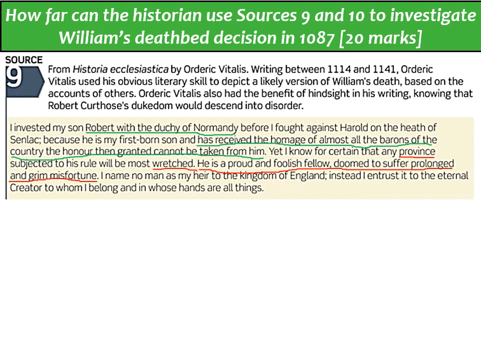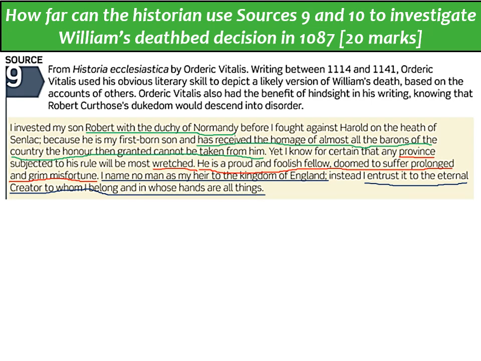But if you read along with me: "I name no man as my heir to the kingdom of England." I mean, that's pretty definitive. And we've just said that Robert was given the dukedom of Normandy, and William was given England, and he was told that he would be the king of it. This is completely in contrast to that. "I name no man as my heir to the kingdom of England. Instead, I entrust it to the eternal Creator, to whom I belong, and in whose hands are all things."